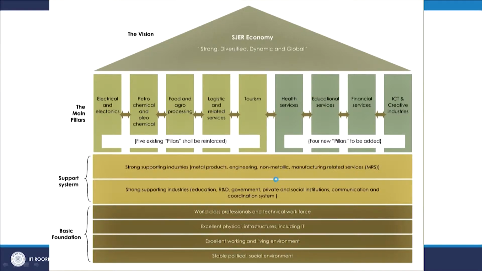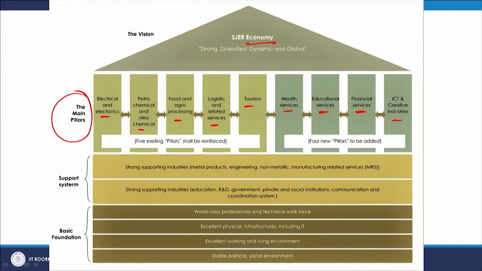Here you can quickly look at the key points which are the main pillars of the economy: electrical and electronics, petrochemical, food and agro processing, logistics and related service, tourism, health service, educational service, financial services and ICT. These are the identified pillars of the economy which will generate employment, so that people from the surrounding villages and small towns can be accommodated and get appropriate jobs at their place or maybe in nearby cities. This is the pillar and the foundation of the overall economic planning.